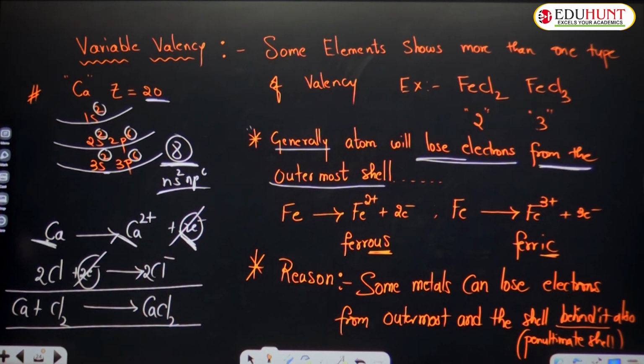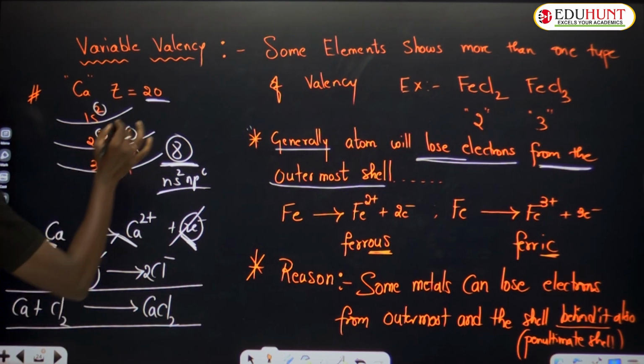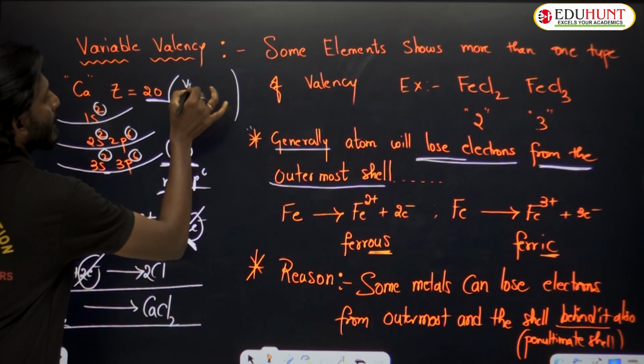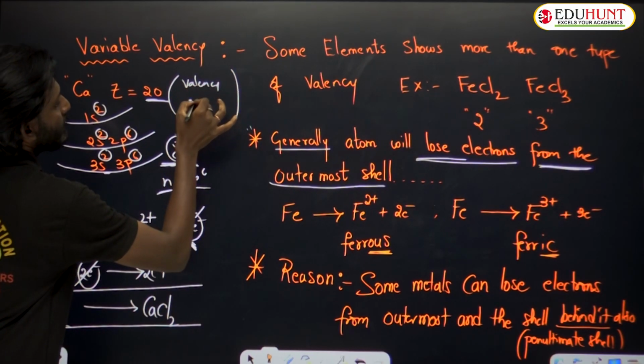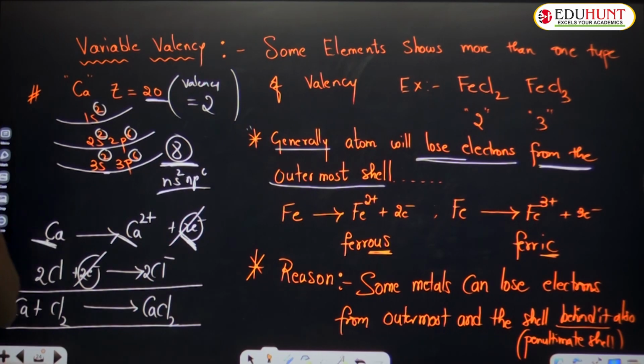Then what is the valency of chlorine? 2 chlorine atoms gained 2 electrons. Then 1 chlorine atom gained 1 electron. So the valency of chlorine is 1. So the combining capacity of calcium is double the combining capacity of chlorine. That's why 1 calcium combined with 2 chlorine. Okay, fine. But the point here is the combining capacity, valency of calcium is fixed. Valency is equal to 2 only always.